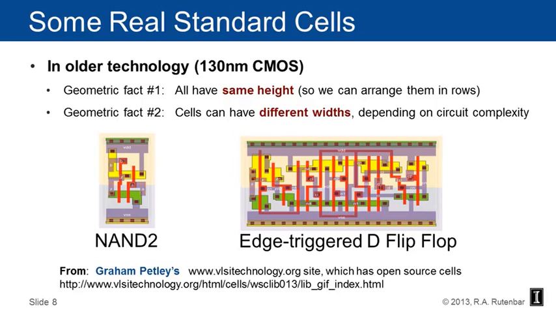The second geometric fact to be aware of is they have very different widths, as I'm showing you here. So the cell on the left-hand side is a NAND 2. That's just a 2-input NAND gate.